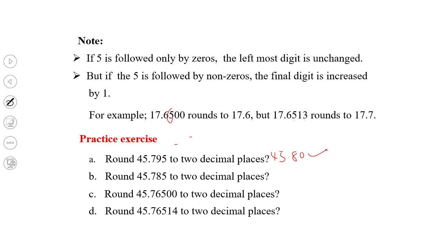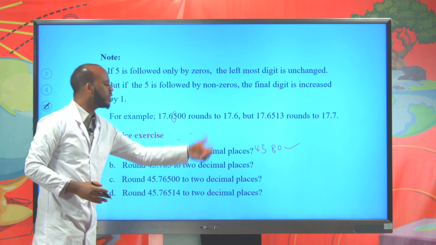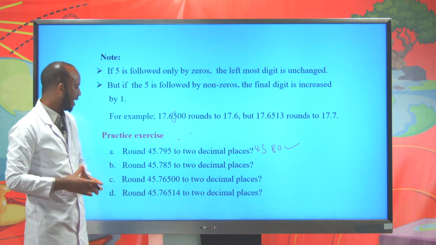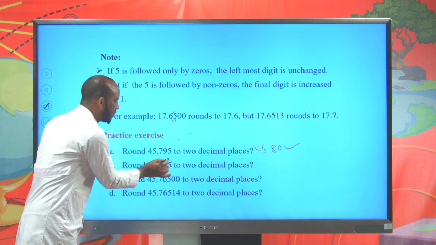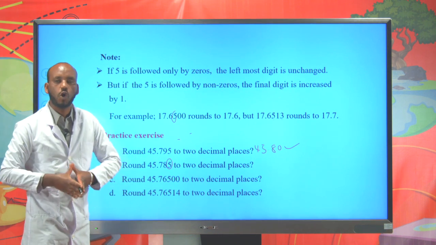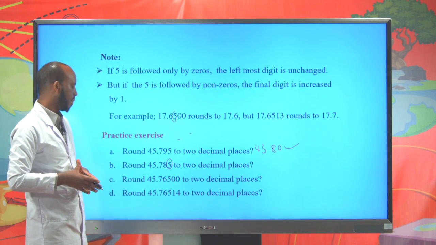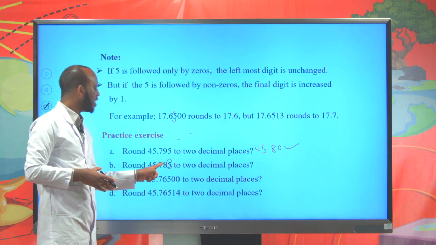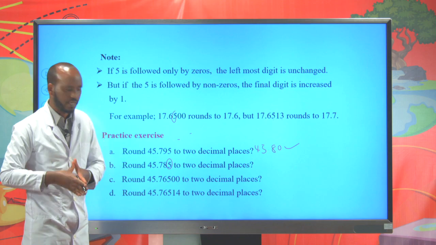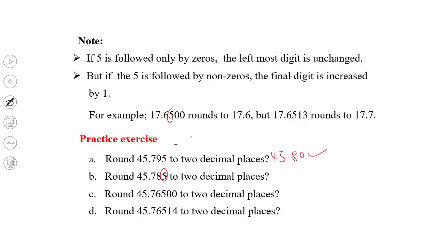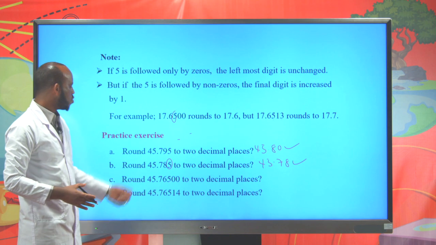B, round 45.785 to 2 decimal places. The number to be removed is 5, and no other digits follow 5. The preceding digit is retained if it is even. Now this is reported as 45.78.